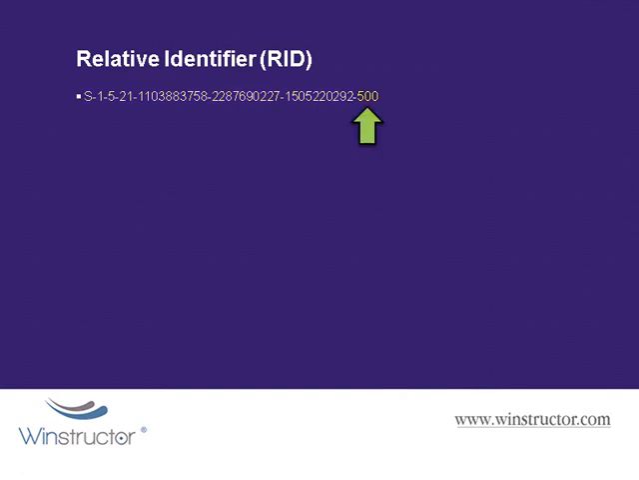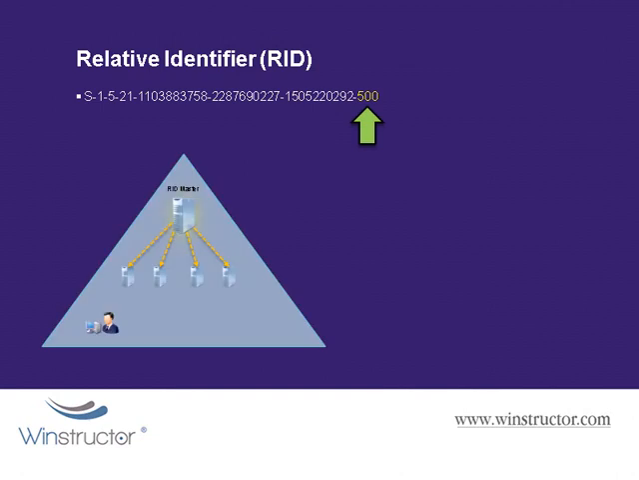So when your domain controller needs to create a new user account, it already knows what the first part is going to be. It's going to be this part here highlighted in yellow. The only difference is the last part. It's the RID master that's responsible for handing out these relative identifiers to each of your domain controllers.